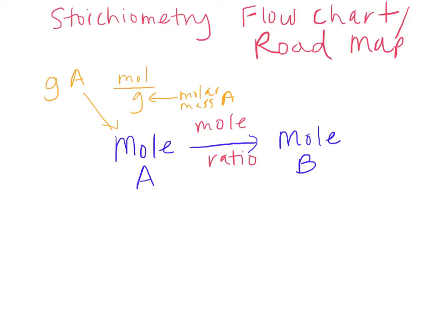Once you're in moles of A, you have to convert to moles of B. Again, you just use the mole ratio for that. And then, once you have it in moles of B, you can further convert it into grams of B by simply multiplying by the molar mass over 1 mole. So let's go ahead and see how that's going to work in the next example problem.